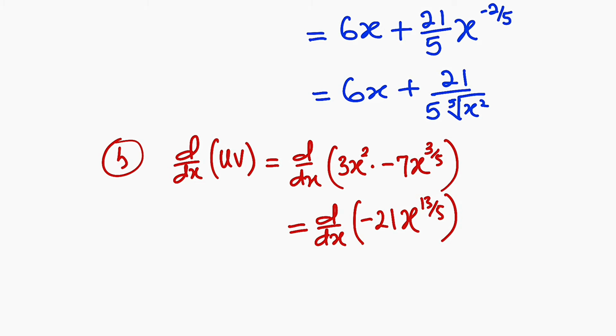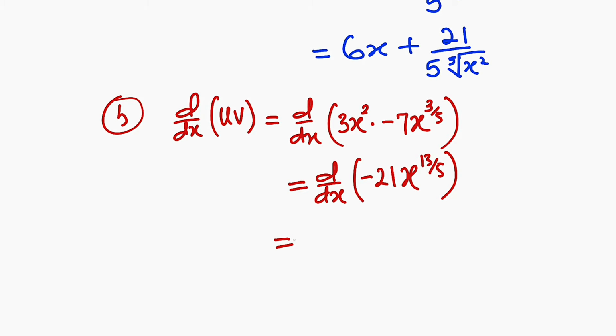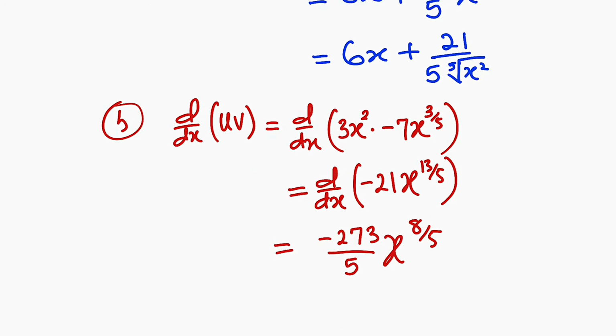Now we are free to differentiate. This is equal to, this power of 13 over 5 will multiply negative 21, and that will give us negative 273 divided by 5. Then x to the power of 13 over 5 minus 1, which is the same thing as 8 over 5. So this is the derivative of uv. Let us move on to question number 3.